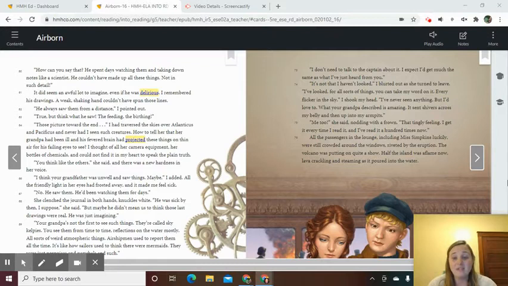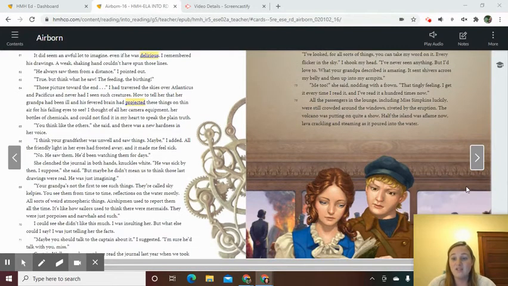It's not that I haven't looked, I blurted out as she turned to leave. I've looked for all sorts of things, you can take my word on it. Every flicker in the sky. I shook my head. I've never seen anything, but I'd love to. What your grandpa described is amazing. It sent shivers across my belly and then up into my armpits. Me too, she said, nodding with a frown. That tingly feeling. I get it every time I read it, and I've read it 100 times now.